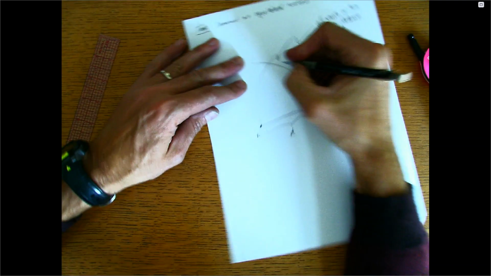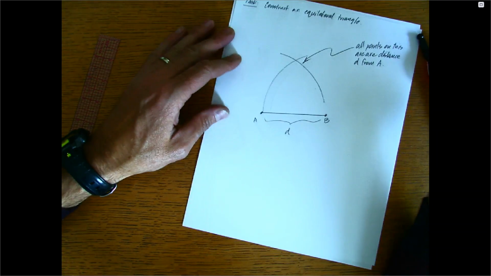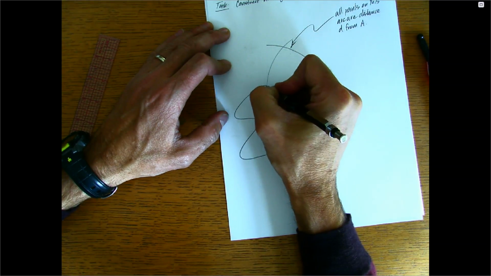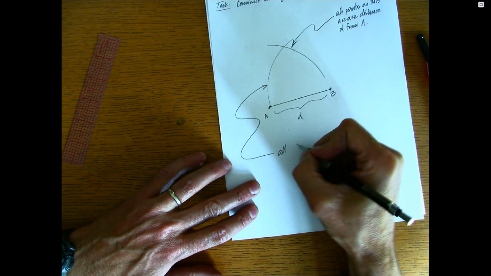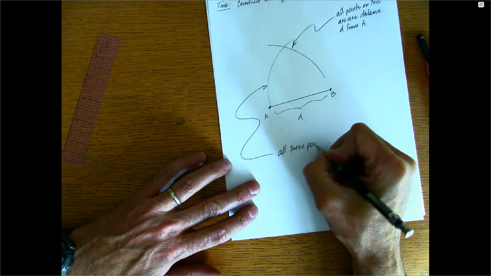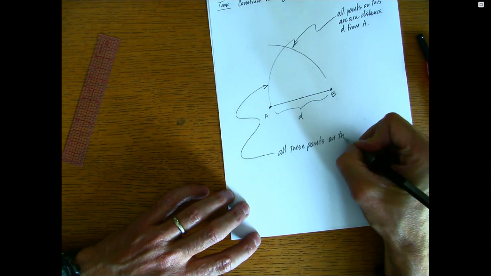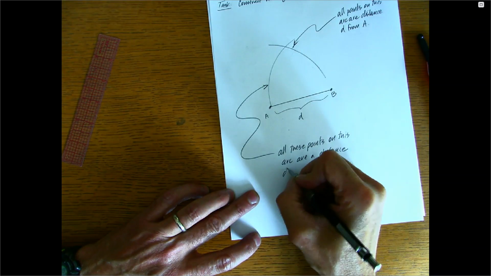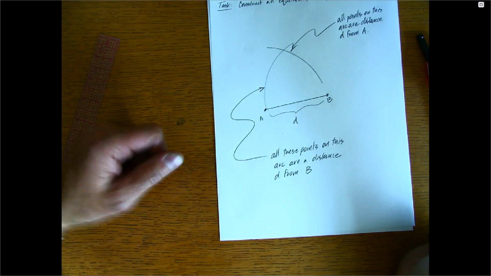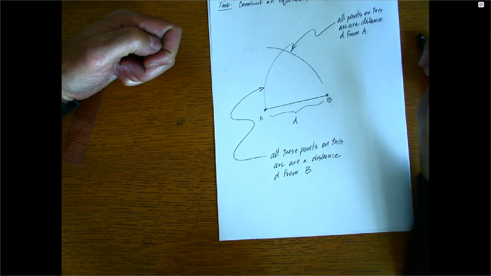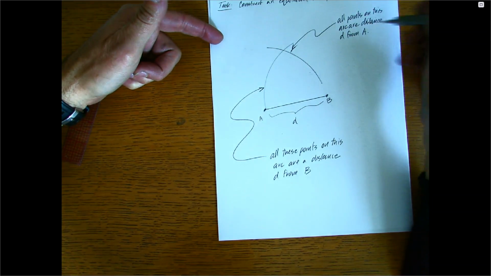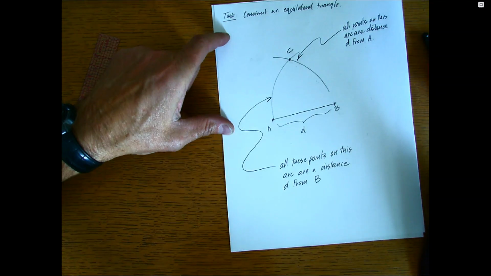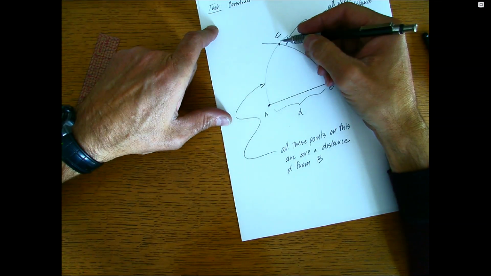Be careful here. I want to make sure it's understood that those are all distance D from A. So let this one be, let's say, all these points on this arc are a distance D from B. It makes sense logic-wise: if these are all a distance D from B and these are all a distance D from A, then that one point right there, let's call it C, is the point that satisfies both of these conditions.